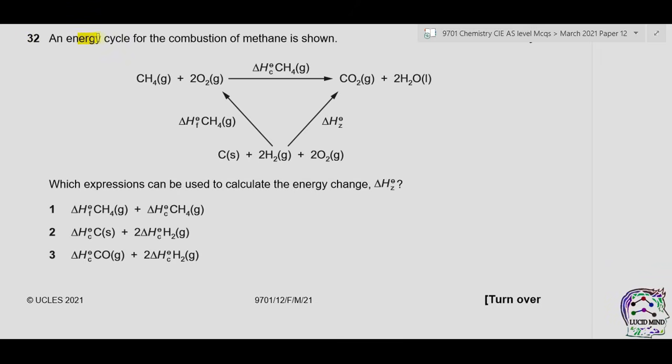Question 32. An energy cycle for the combustion of methane is shown. This is the triangle. We have methane. It combusts in the presence of oxygen to form carbon dioxide and water. These are the elements that are present. Which expressions can be used to calculate the energy change delta Hz? This is delta Hz that has to be calculated. In the first one, we have the enthalpy change of formation of CH4 plus the enthalpy change of combustion of CH4.